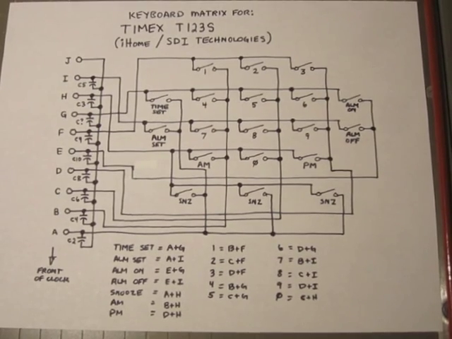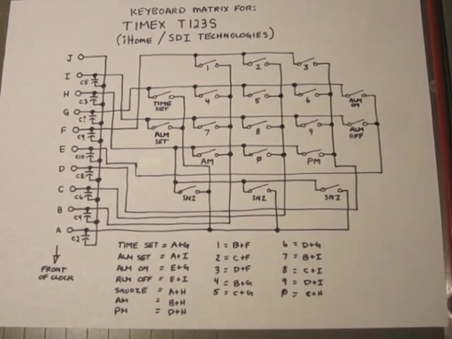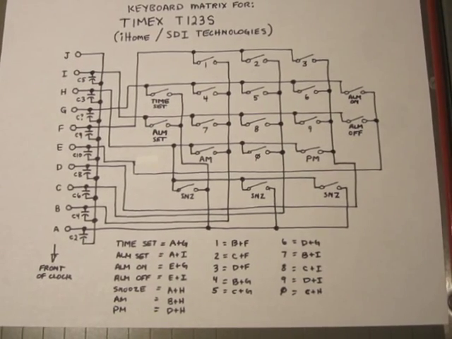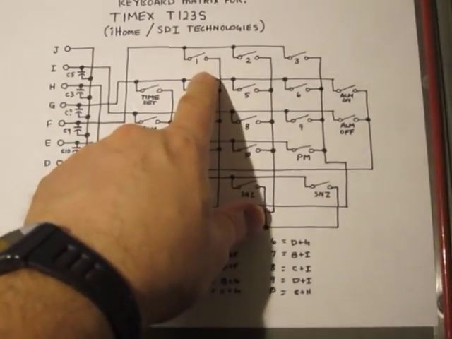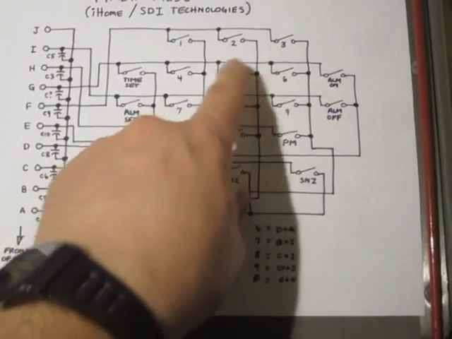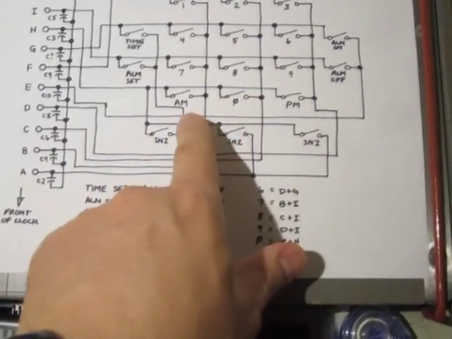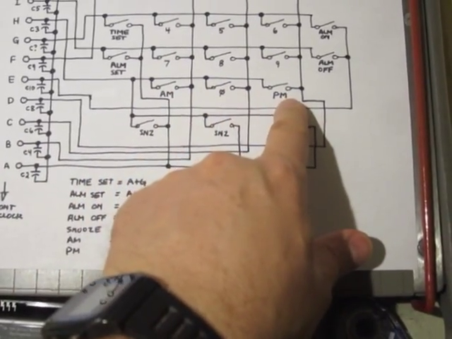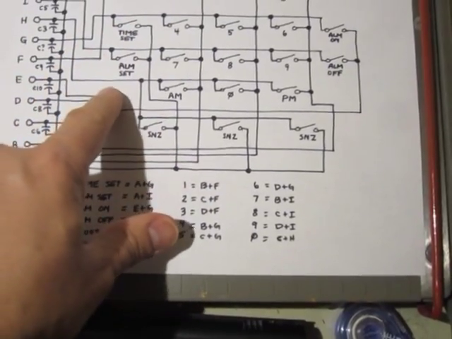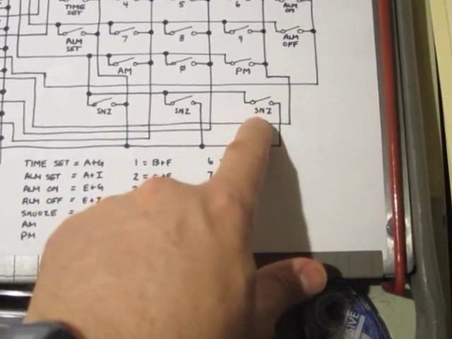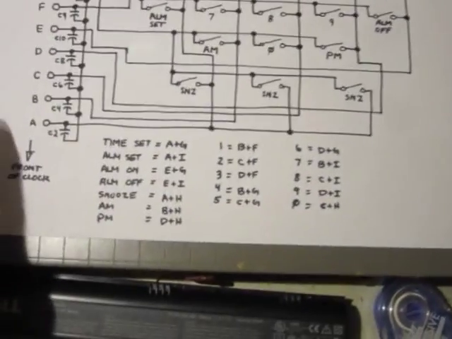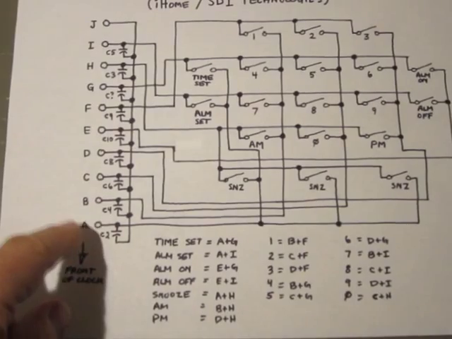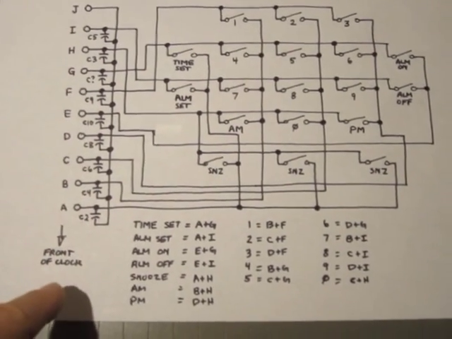The Timex T123S, when it's equipped with a keypad on top, uses a typical matrix scan type keyboard layout. In this schematic, keys 1, 2, 3, 4, 5, 6, 7, 8, 9, AM, 0, PM, and then time set, alarm on, alarm off, and three parallel wired switches for the snooze button are all part of this matrix. There's a 10-pin ribbon cable that goes to the main clock board.